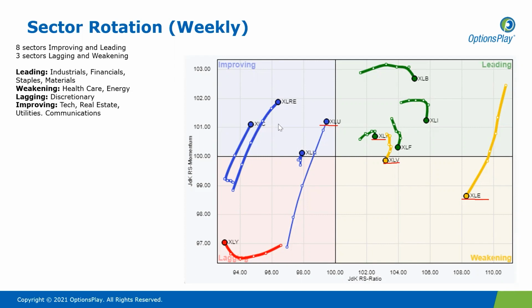We have communications and real estate finding some momentum, rotating into the improving category. And we also have discretionary, which again is a weaker sector right now. That just speaks to the fact that there's a lack of consumer spending, and there's most likely going to be a continuation of this lack of consumer spending for the first half of this year. And that naturally will impact discretionary stocks a lot more than others, which is why we are seeing it in the lagging category.